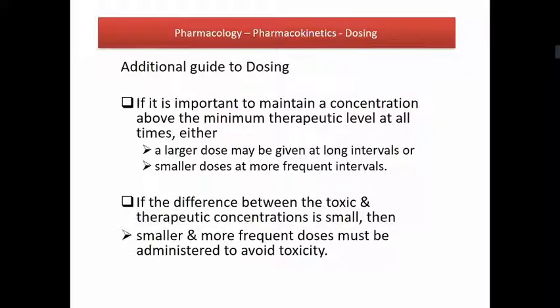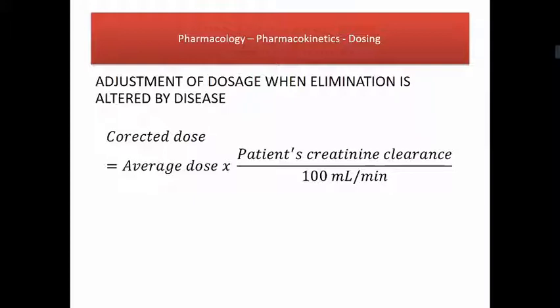Okay? So, additional guide to dosing. It is important to maintain a concentration above the minimum therapeutic level at all times. How can you achieve this? Through giving a larger dose at longer intervals or smaller doses at more frequent intervals. So it's either larger doses at longer intervals or smaller doses at more frequent intervals. If the difference between the toxic and therapeutic concentration is small, so what is the best way to do? You give smaller with more frequent doses, so that you do not reach the lethal dose. Okay? So, this is how you adjust.